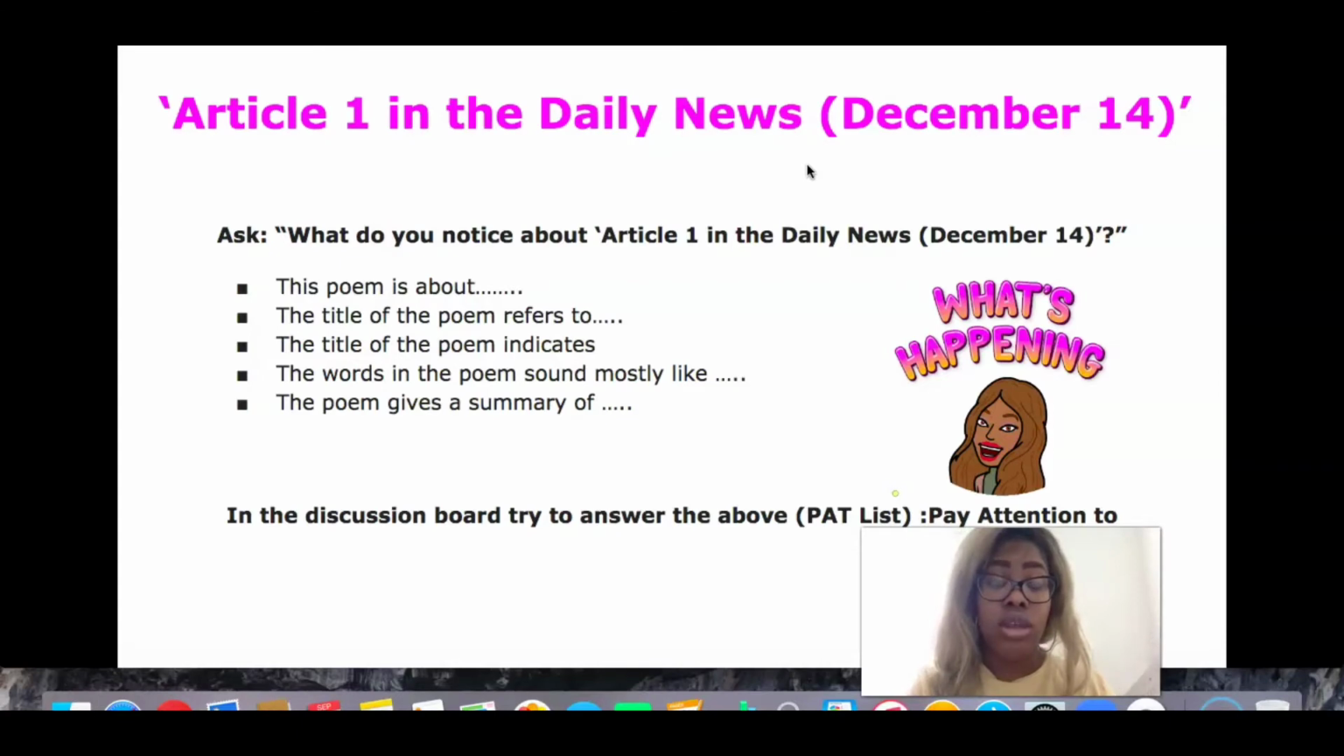So, what is this poem about? The title of the poem refers to... The title of the poem indicates what? And the words in the poem sound mostly like... And the poem gives a summary of... So basically, we're going to break these questions down to give us some more insight into what's happening inside of this poem. I really want you guys to look at the title, because this is going to teach us about found materials poetry.